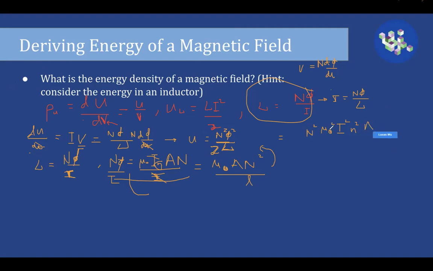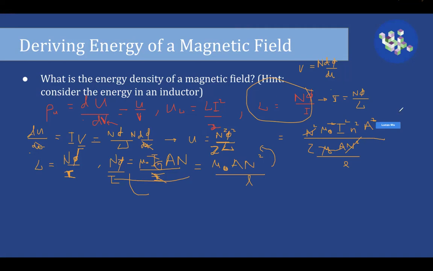And then times big N squared, and then divided by 2 times your mu zero A n squared divided by L, right? And then, okay. Notice this cancels here, and we'll get canceling of one of the mu zeros. And after that, we can write, okay, one of the A's also cancels.